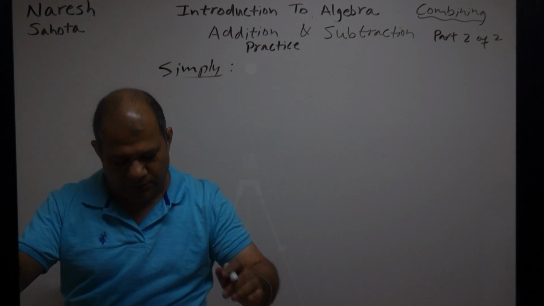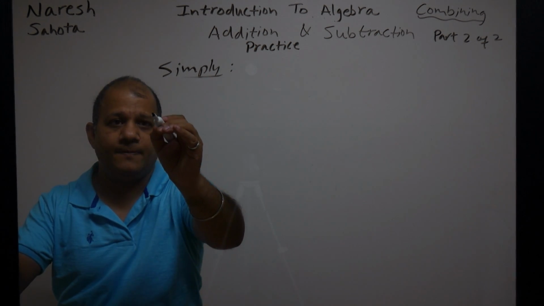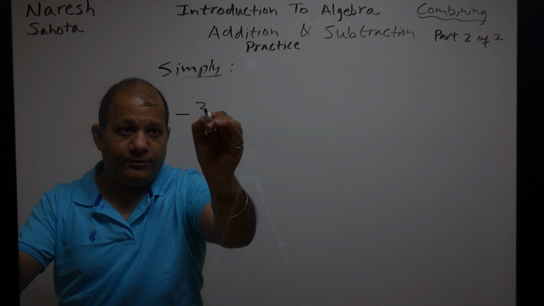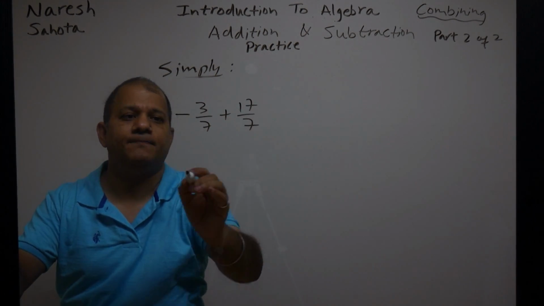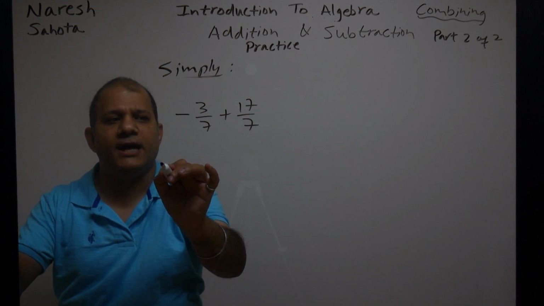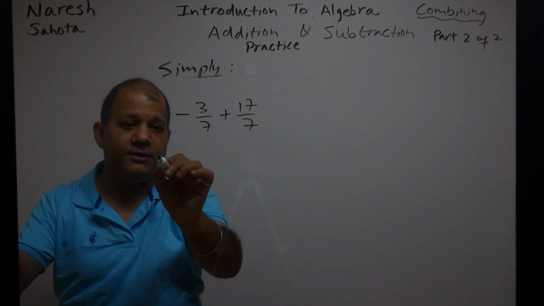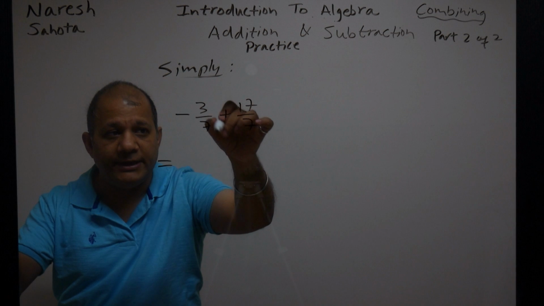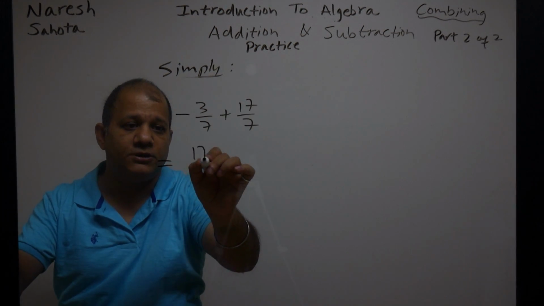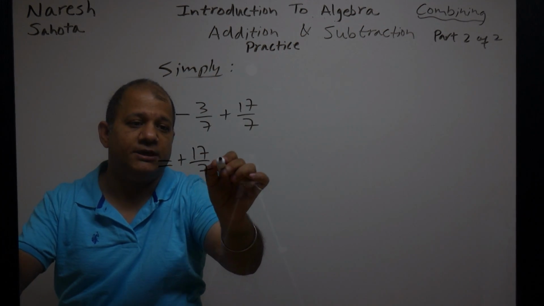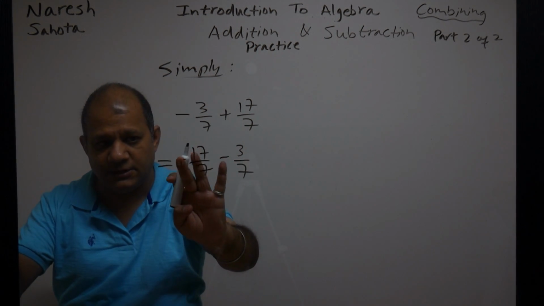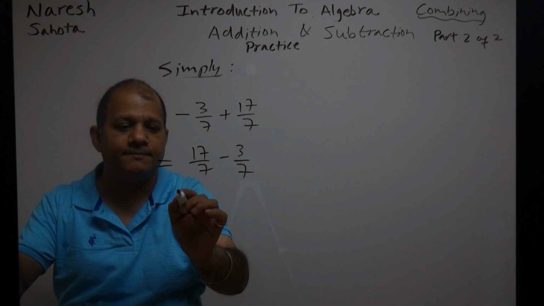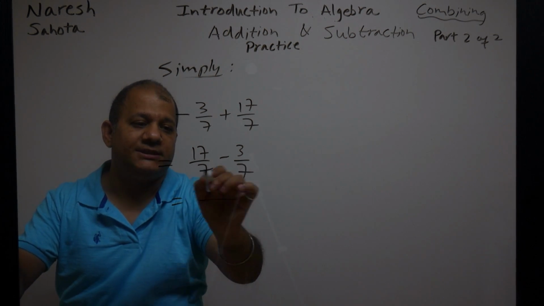Okay, so let's do negative 3 over 7 plus 17 over 7. Here we have the same denominator. Actually, what I can do is rewrite the positive one first. So positive 17 over 7 minus 3 over 7. And I don't need the positive sign, so I can remove that. And my denominator is 7.